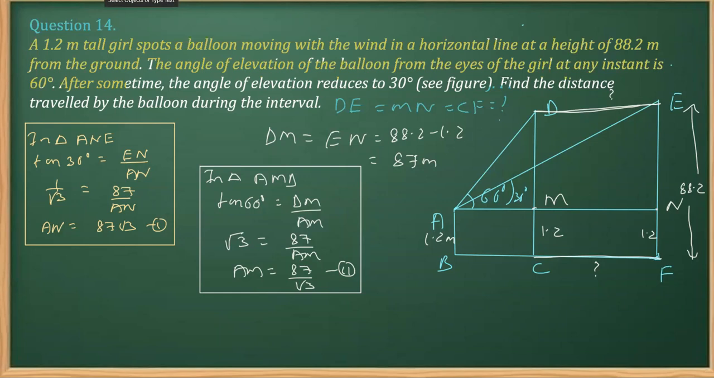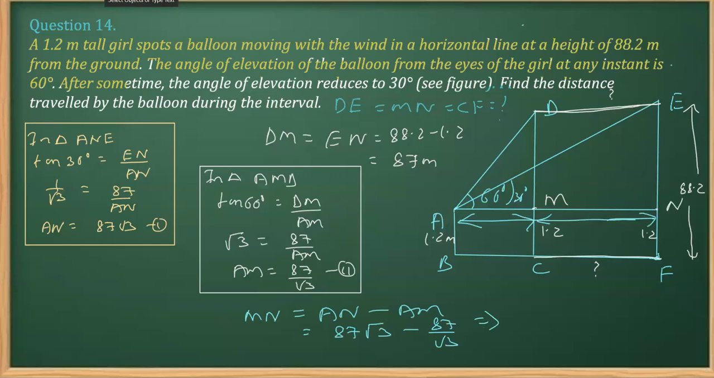Now, once we got the length of AN and AM, we can see that we have to get MN, and from the figure you can see the length of MN is AN minus AM, right? From this whole, if I remove this part, we'll get the length of this part. So the length of AN is 87 root 3, and that of AM is 87 over root 3. Now in the next part, we can take common. So this is MN. We can take 87 common, so that will give us root 3 minus 1 over root 3.